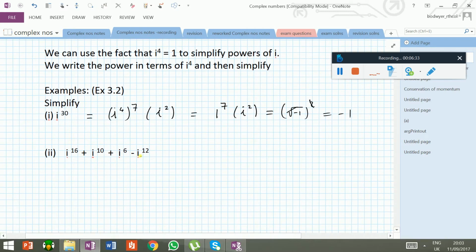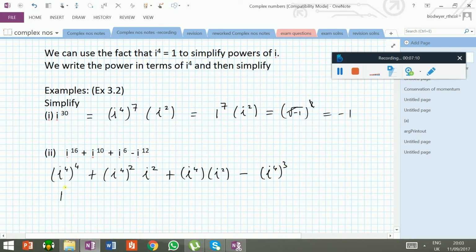The next one here is something similar. We break it into powers of 4. i to the 16 is i to the 4 to the power of 4. 4 4s is 16. i to the 10 is i to the 4 to the power of 2, 4 into 10 goes twice. That would give you 8, and you've got 2 left over to make 10, so you've got an i squared still. i to the 6 is i to the 4 times i squared. 4 and 2 gives me a 6. Minus i to the 12 is i to the 4 to the power of 3. 4 3s are 12.